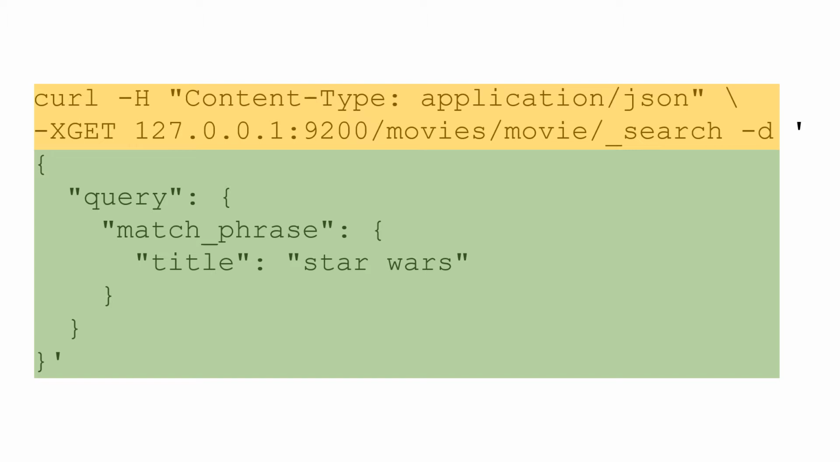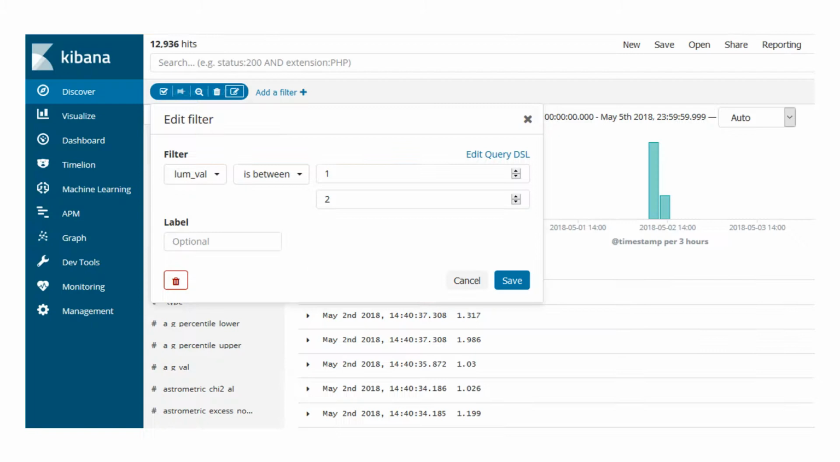Now, luckily, it is not necessary to do it in just that way. You can also use Kibana. Kibana is the GUI for Elasticsearch. And there you can make filters, and this is much easier and more pleasing to the eye.